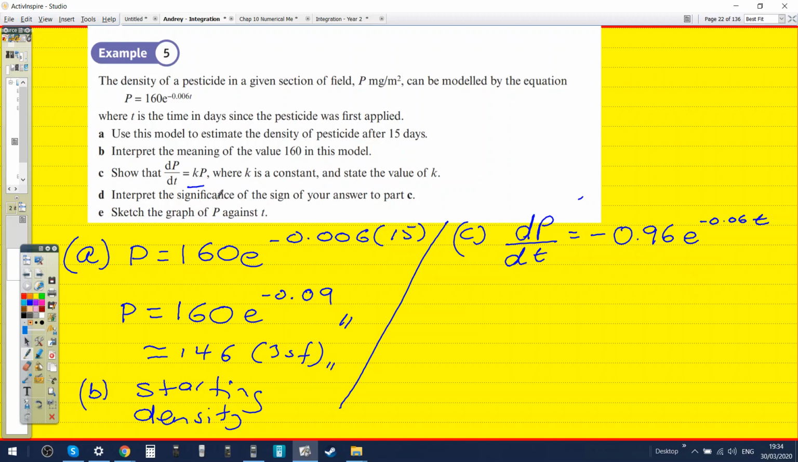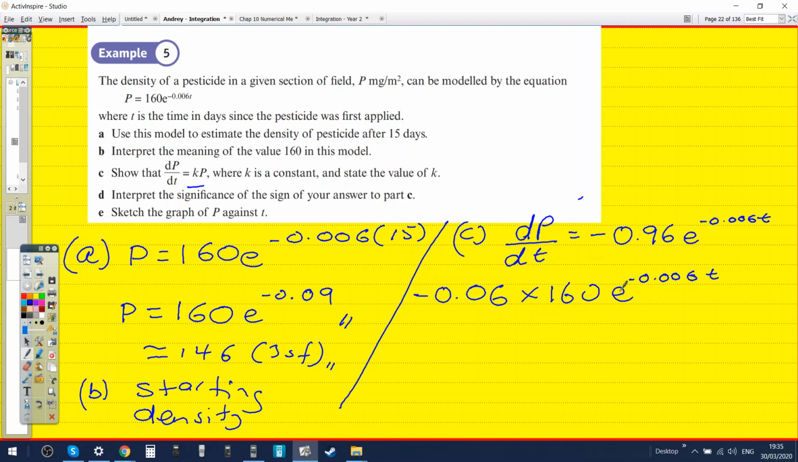They want it in the form of something times p. So what we just did was 160 times minus 0.006, so minus 0.006 times 160 e to the minus 0.006t. So that's what you did basically, is it? No, I didn't do that. How did you get minus 0.96? Oh, sorry, that is what I did. Yeah, okay.